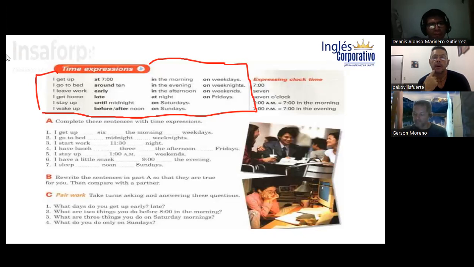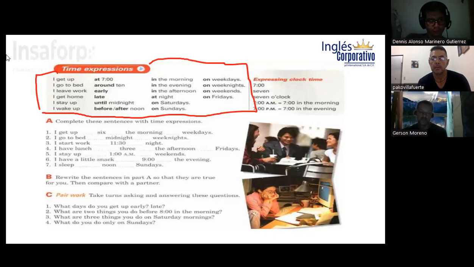So we're talking about this part, right? Look at this example. Okay, so we can check this part here. ¿Vamos bien ahí? Yes? Are we okay? Yes. Entonces, por eso está on weekdays, on weeknights, on weekends, on Fridays. So we use on because we're talking about weeks. Okay, that is that one.